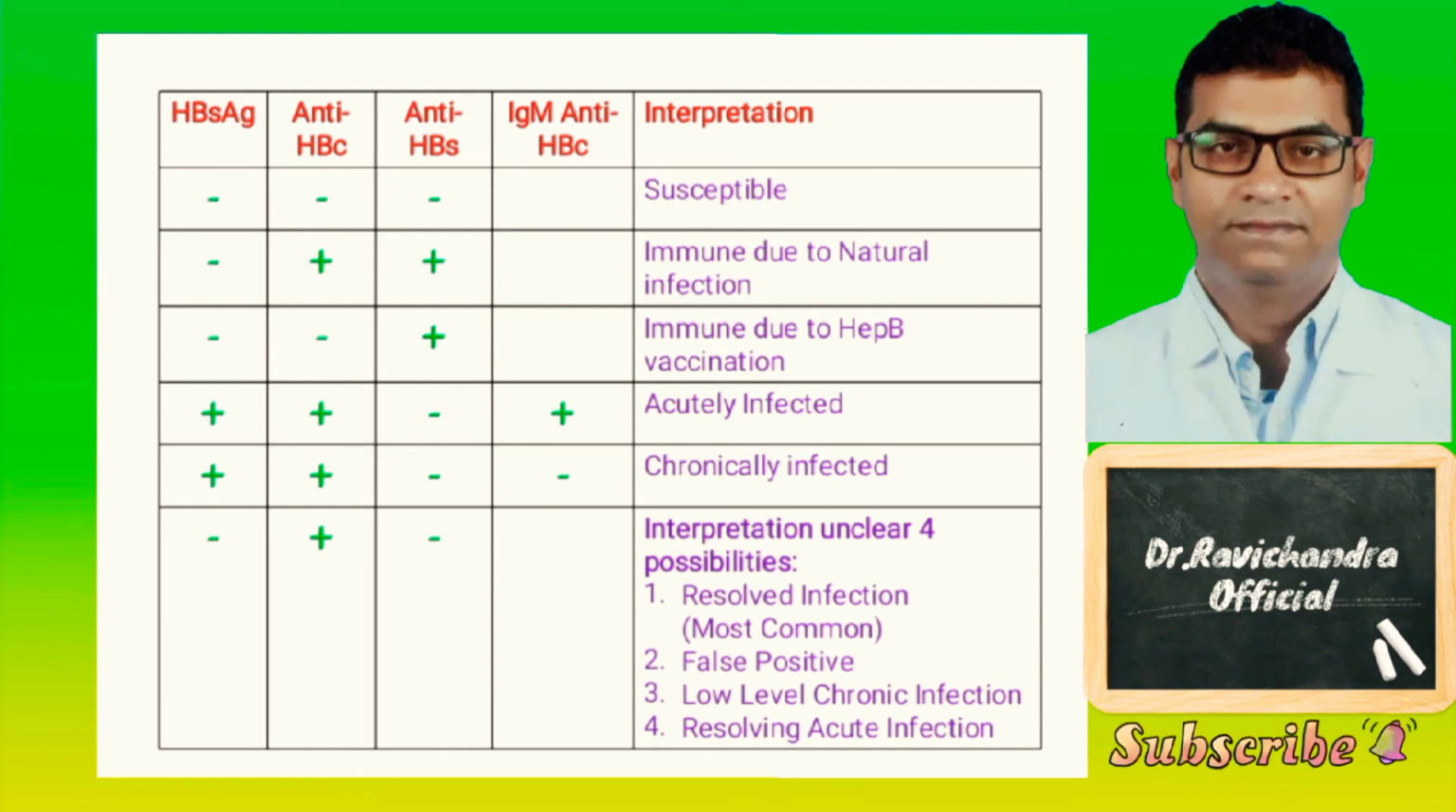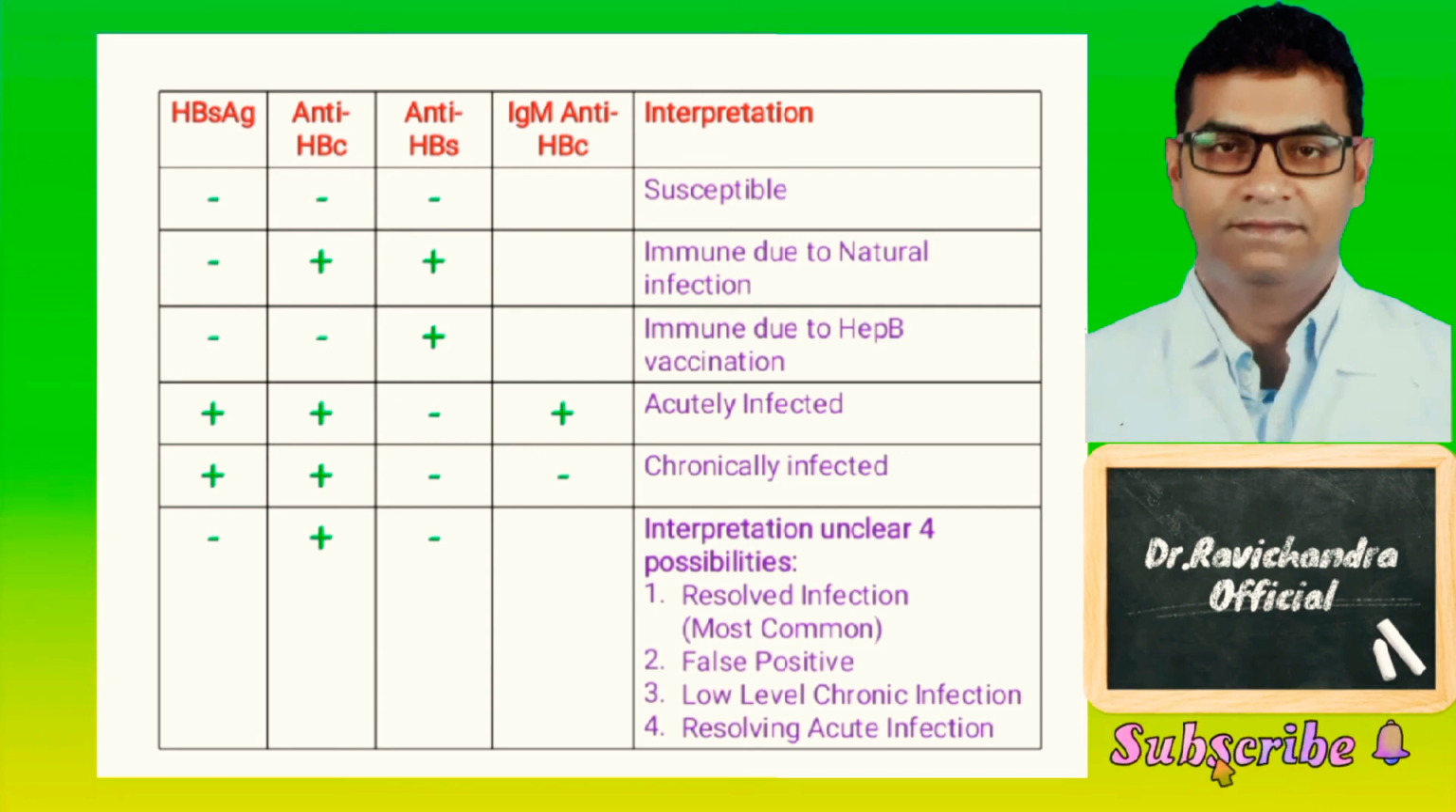If HBsAg, anti-HBc and anti-HBs are negative, then it indicates susceptible. HBsAg negative, anti-HBc negative, anti-HBs positive is interpreted as immune due to hepatitis B vaccination. HBsAg positive, anti-HBc positive, and if IgM anti-HBc is also positive, then it is interpreted as acutely infected. If HBsAg is positive, anti-HBc is positive, but IgM anti-HBc is negative, then it is considered a chronically infected case.